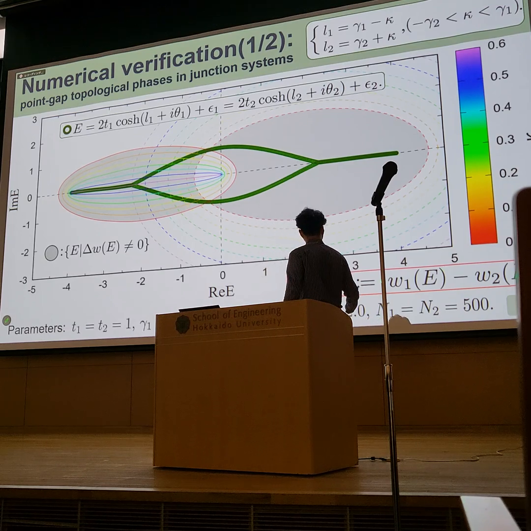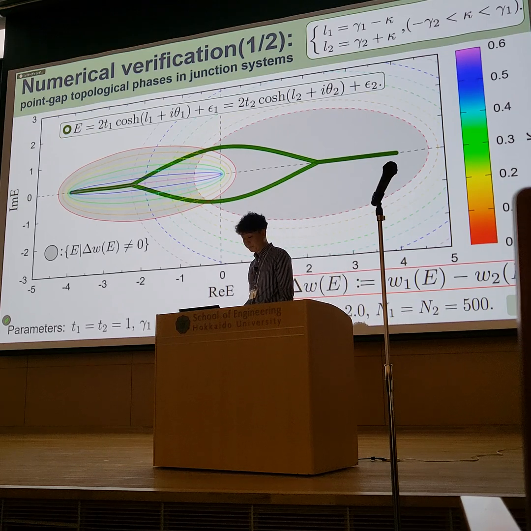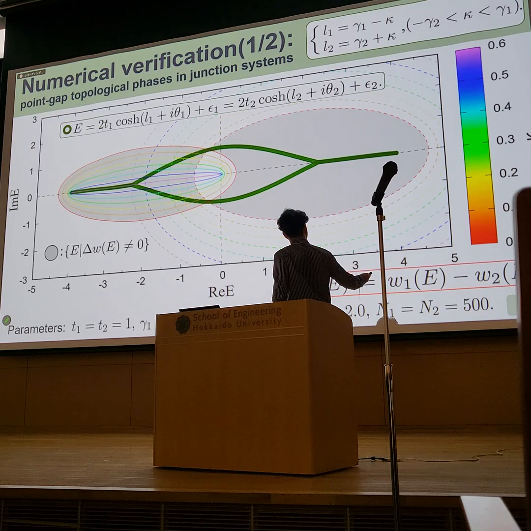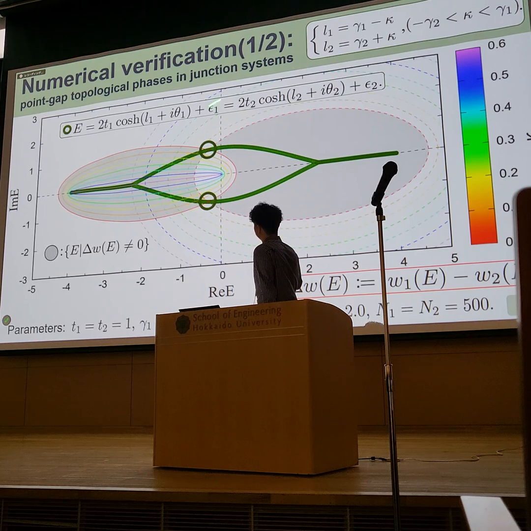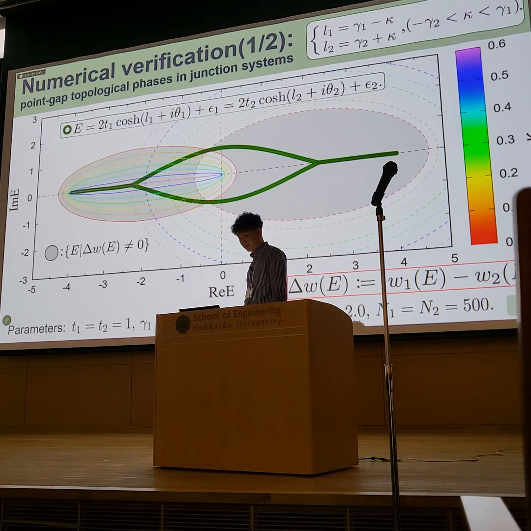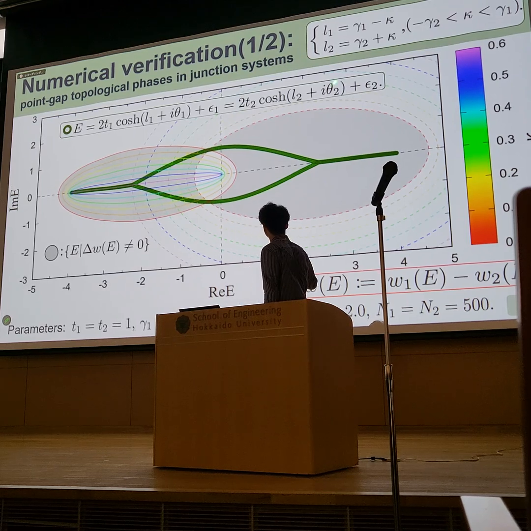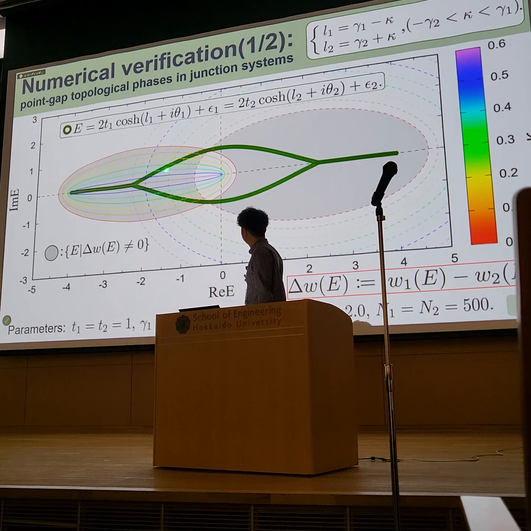And then W, the difference in winding number, is defined as follows. For example, if you move the value of kappa from 0 in the positive direction, the eigenenergy moves from the crossing points of the PBC spectra gradually towards the inside of the PBC spectrum of subsystem 1 and outside of the PBC spectrum of subsystem 2. From the fact that the two ellipses with the same color do not simultaneously shrink or expand, we can infer that the PBC spectrum of the junction system cannot exist outside the gray area.